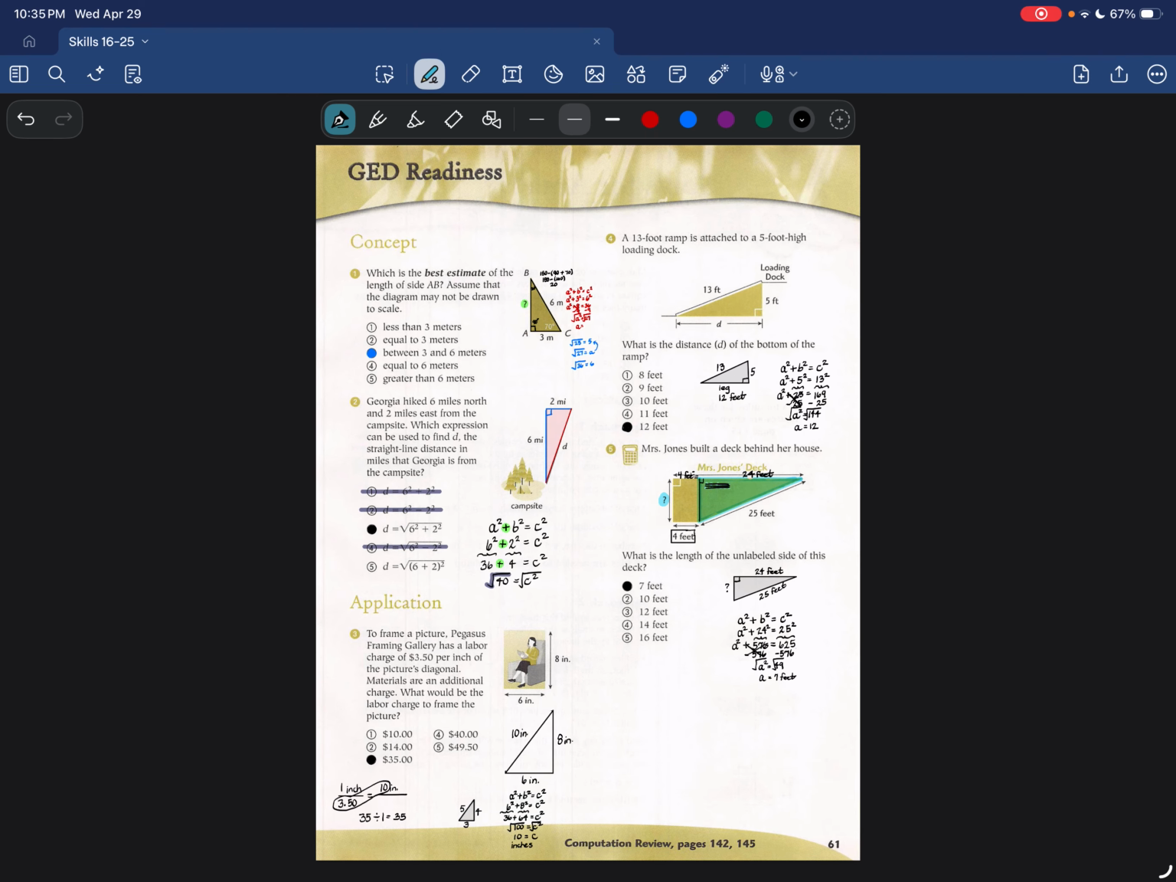All right, it brings us to the end. Make sure that you have looked at those computation pages for Pythagorean theorem.